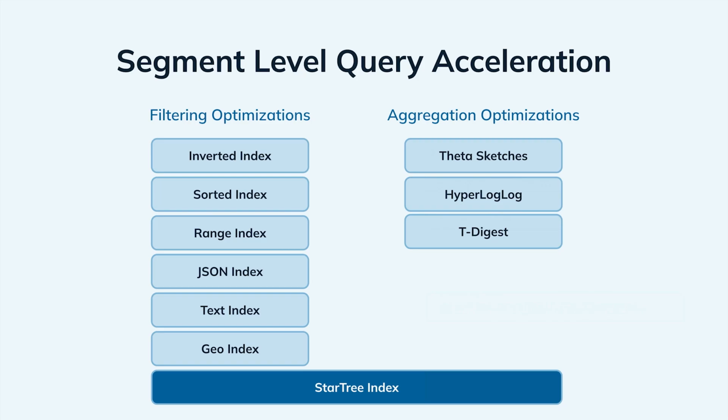The way it works is, for a given set of dimensions, it will pre-compute some aggregation function across all kinds of combinations of those dimensions. So whenever a query comes in, it can very quickly look up the pre-computed aggregation value without even having to do much scanning.